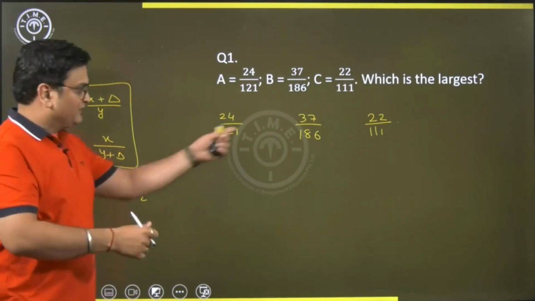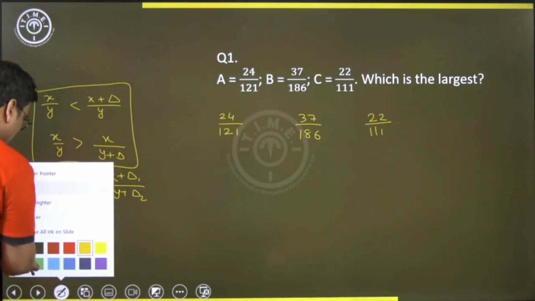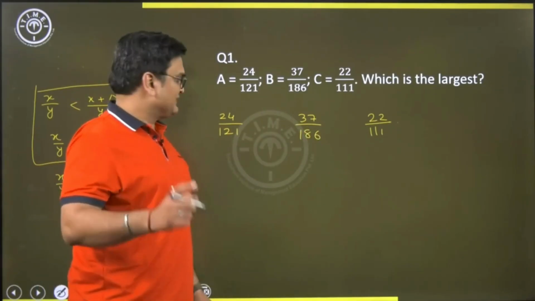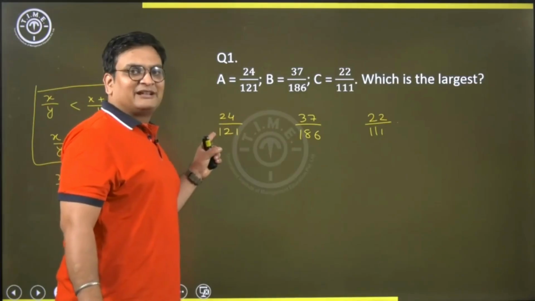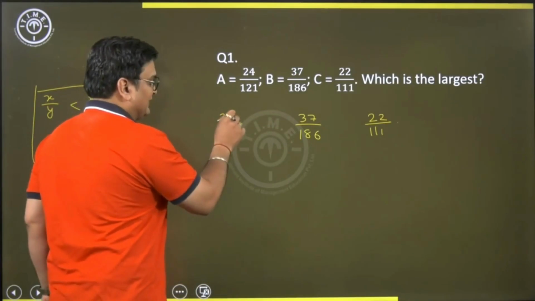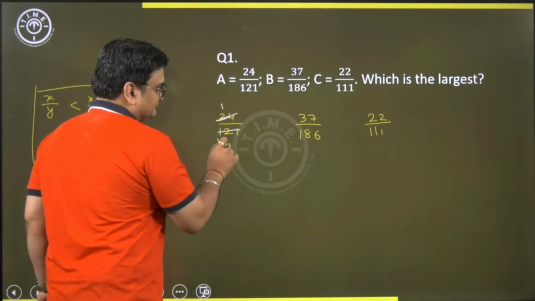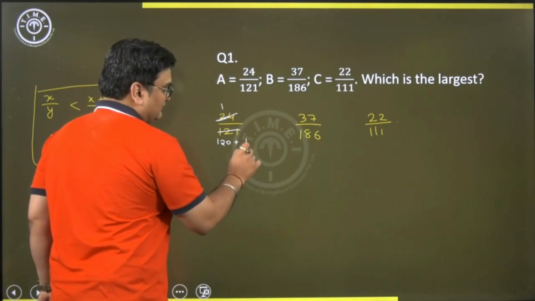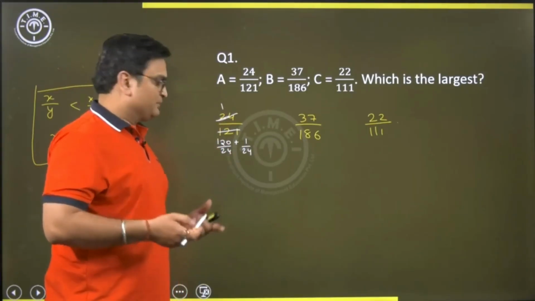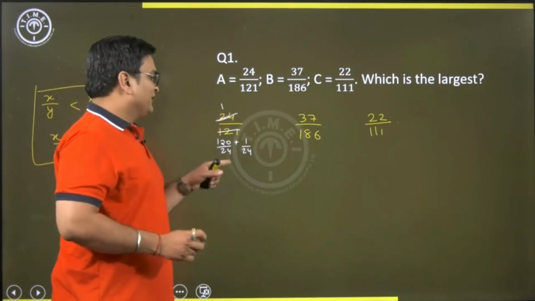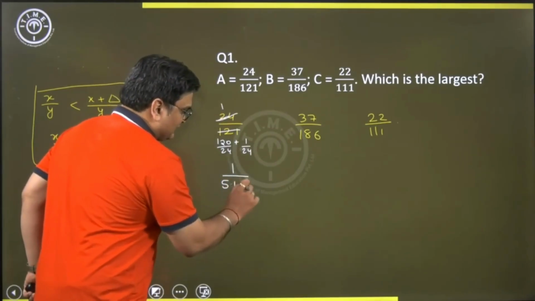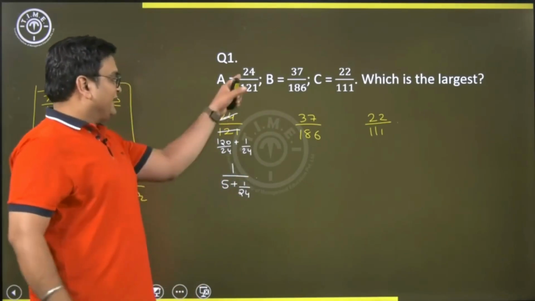But before we do this, let's get back to this problem. If you notice 24 by 121, 37 by 186, 22 by 111, in each fraction the denominator is approximately 5 times the numerator. So 24 times 5 is 120, plus 1. If I divide the numerator and denominator by 24, 24 by 24 will be 1, and 121 I can write as 120 plus 1. 120 by 24 will be 5, plus 1 by 24. So can I write the first fraction like this? I hope it's okay.